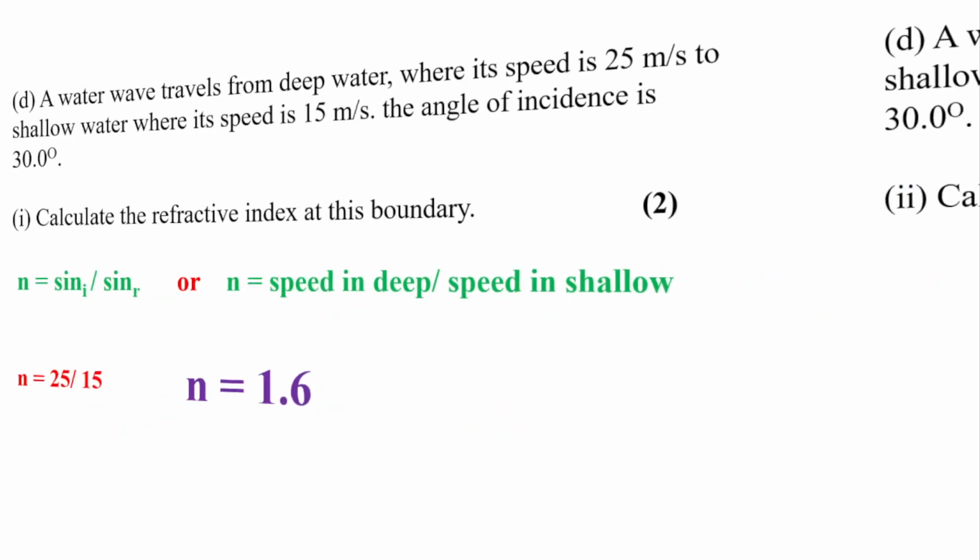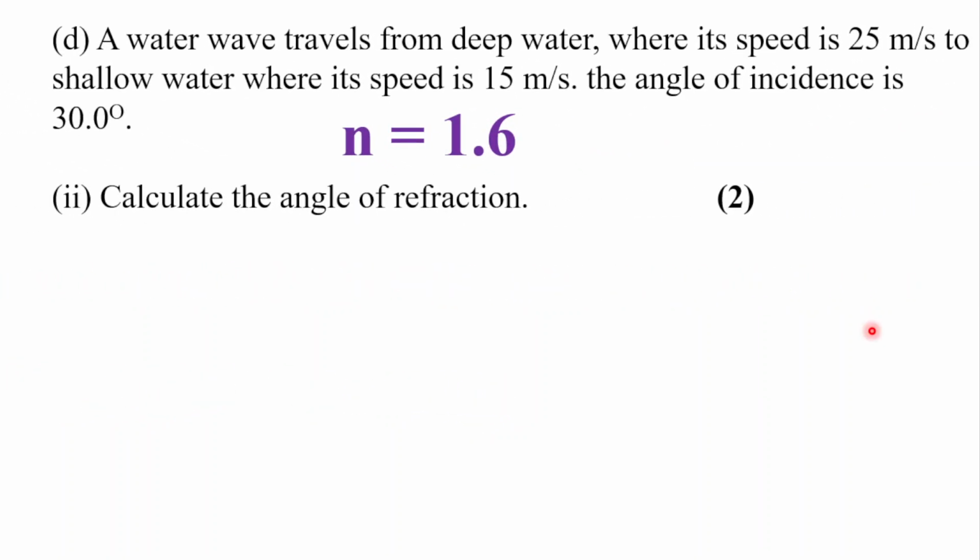All right. Now for part D, or I think this is E, actually. It says that a water wave travels from deeper water where its speed is 25 meters per second to shallow water where its speed is 15 meters per second. The angle of incidence is 30 degrees. Remember that n was 1.6, and we're asked to calculate the angle of refraction here. So we have our refractive index already, which is good.